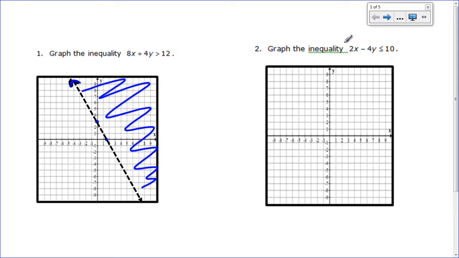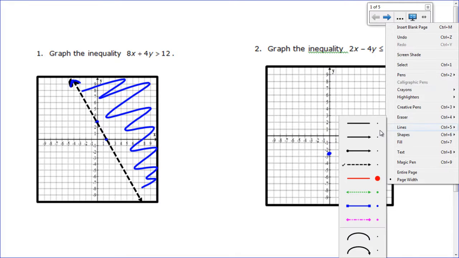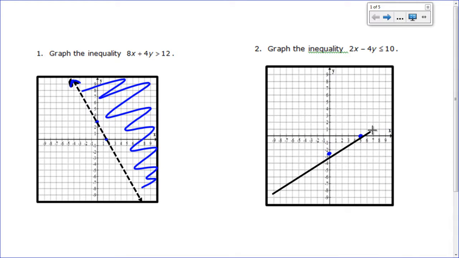On number 2, when we did this, we got that the x-intercept was 5, because 10 divided by 2 ended up being 5. And then the y-intercept ended up being negative 2.5, so it was down here. And that's great. We do still have a solid line, so I'm going to draw in my line that needs to go through those 2 points in order to make my graph.